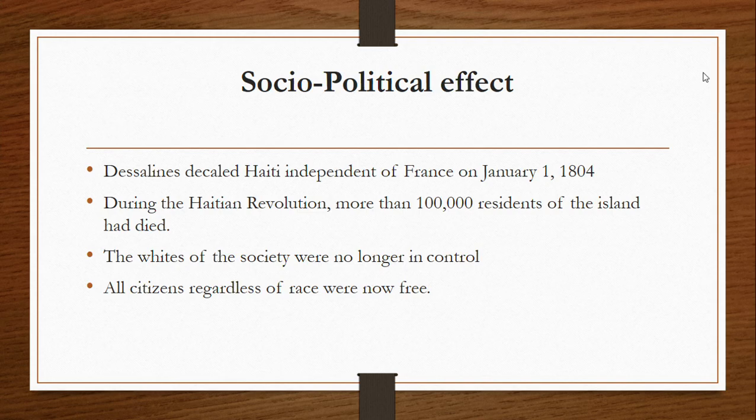Next, we have that all citizens, regardless of race, were considered free. This is both political and social, because before, Haiti was a society based on slavery, and it was stratified by those who were free and those who were enslaved, and social standing was based on your status and your race. And now all persons were freed regardless of race, and new opportunities were presented to the persons within Haiti.